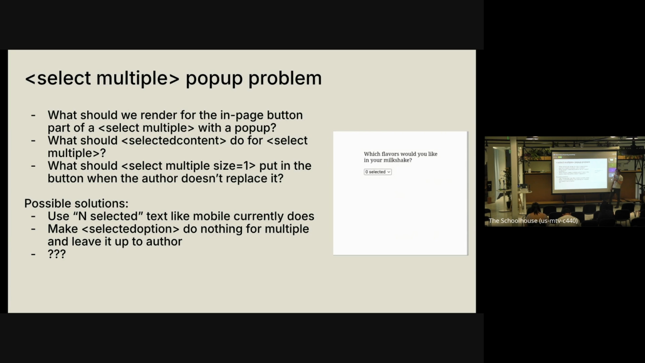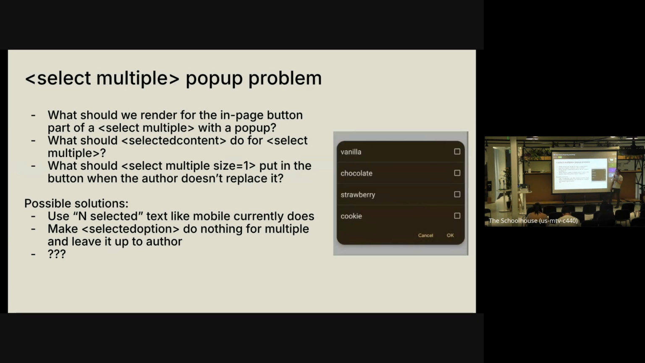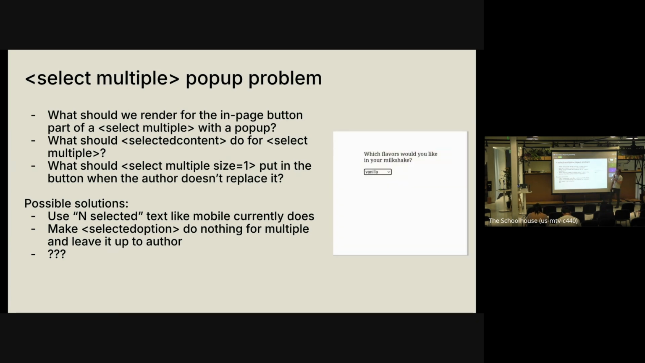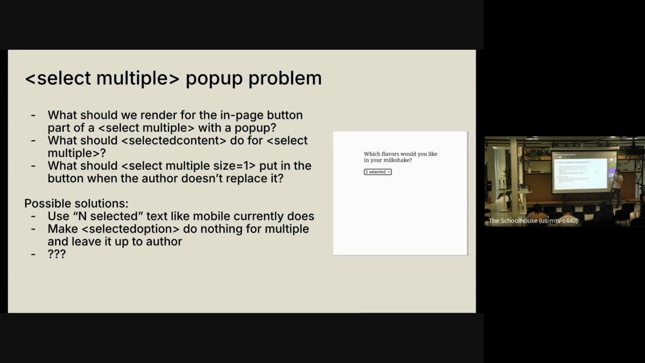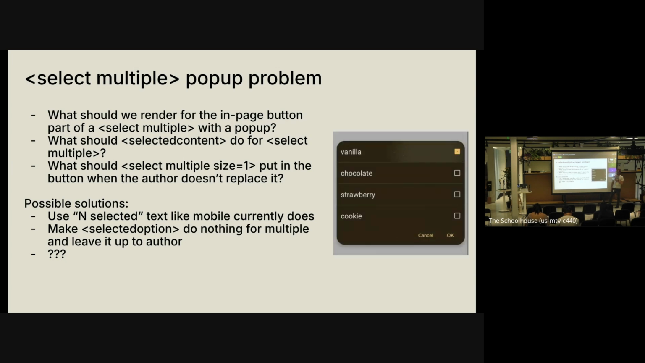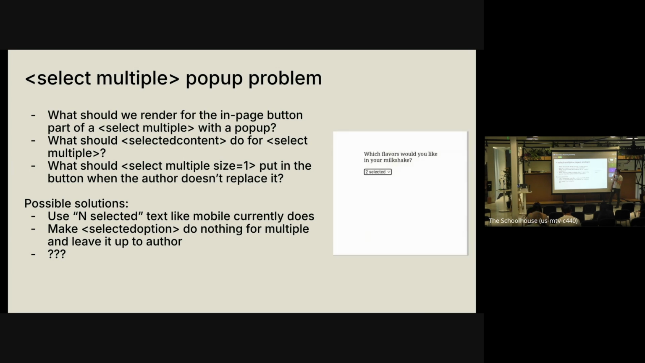But right now, my plan is to just make the selected content element not do anything when there's a multiple attribute. That's the way it works right now. And just leave it up to the authors to populate the button with whatever they want if they replace the button. And that's where I'm at right now. I'd love to hear feedback, and whatever we decide on, we'll definitely need to get standards consensus.